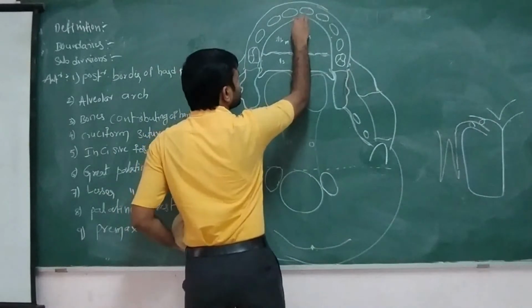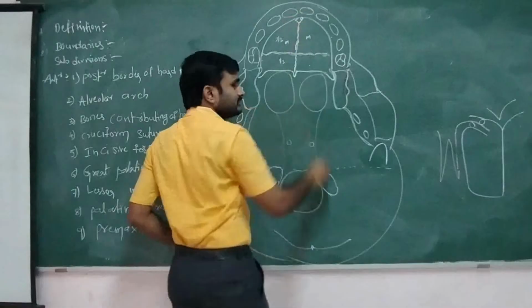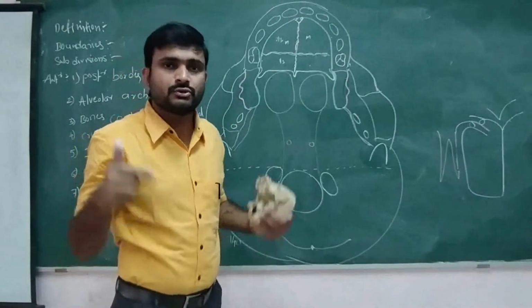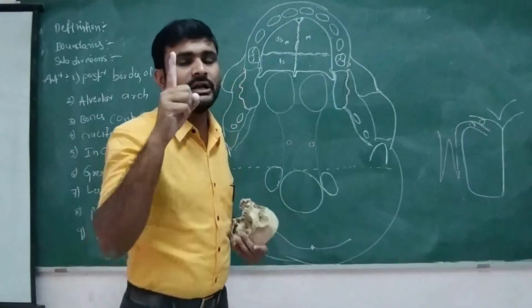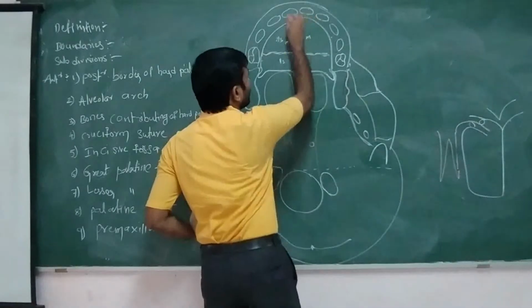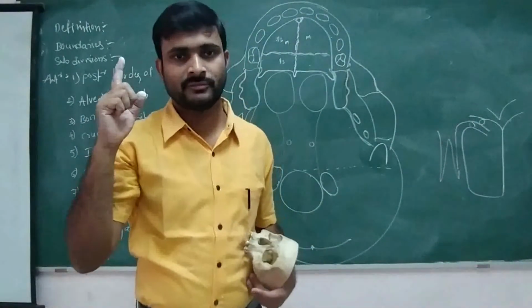In this incisive fossa, there are two foramina. Here is one foramen and the second foramen. These are called incisive foramina. These two foramina open into one foramen. Both are openings to the one foramen, and that foramen is called the incisive foramen.